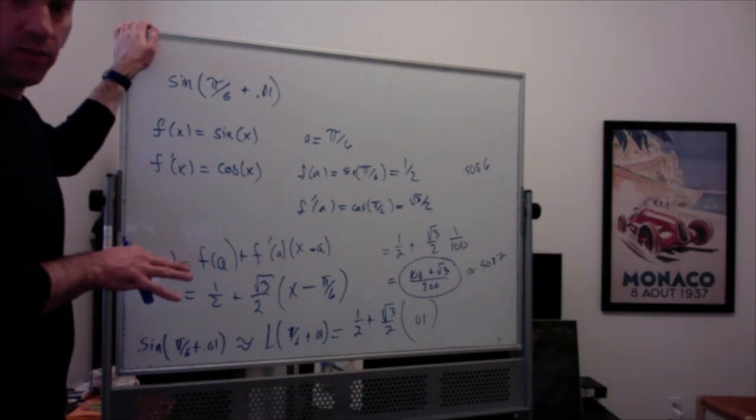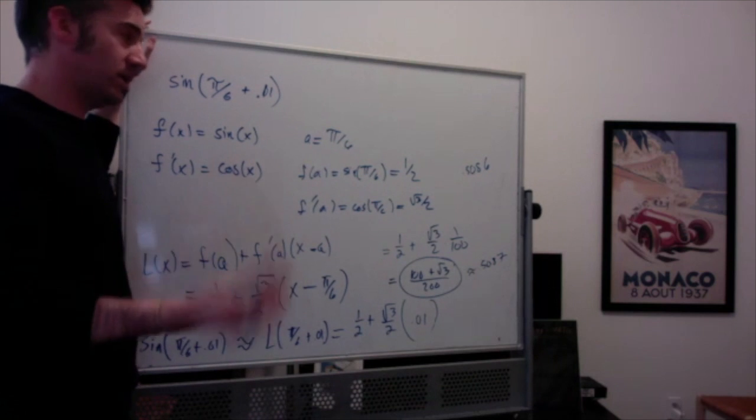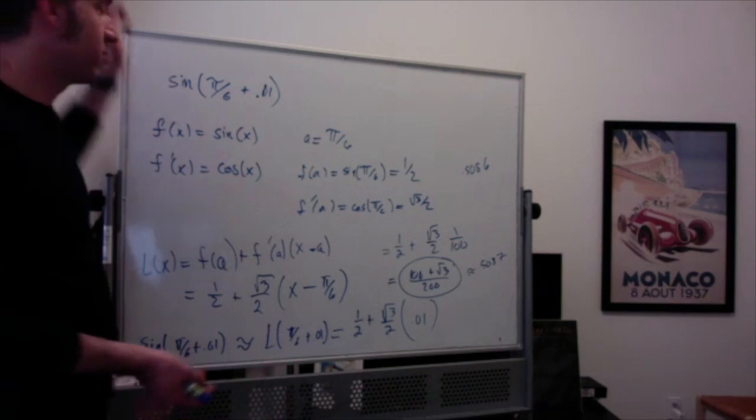I want to point out here that we didn't have to do any degree to radian changing because the question was asked in terms of radians, right? There wasn't a degree symbol. That means we're using radians.